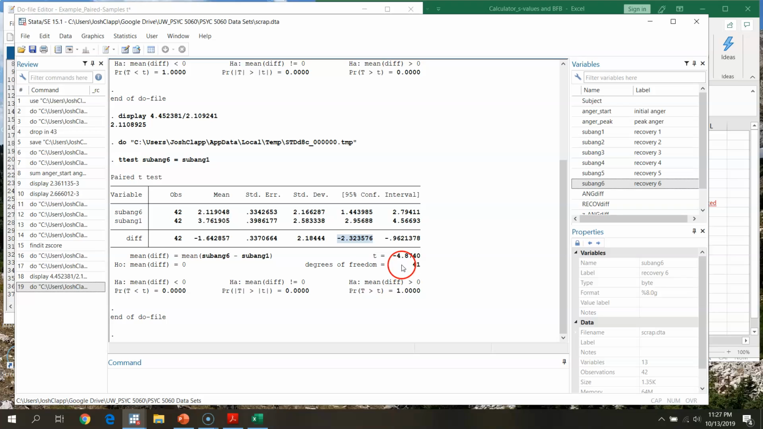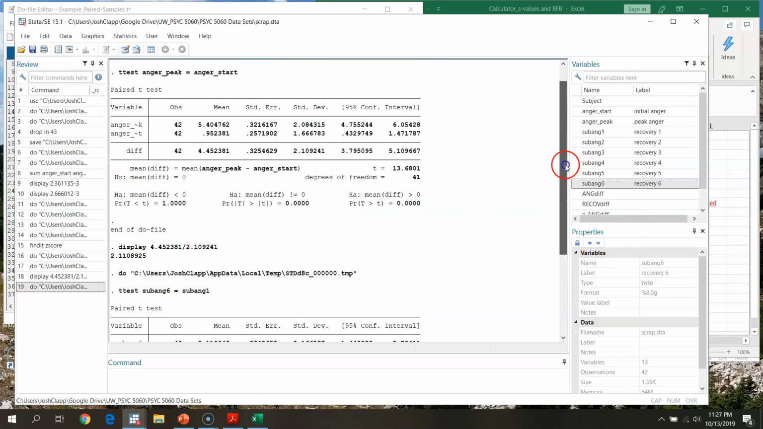Okay. Now, if we take a look at our test statistic, we've got a t of 4.87. That's pretty big. Degrees of freedom here. And again, if we look at the p-value that we get off of our paired sample test, it's still less than 0.0001. So we're still seeing evidence for reductions in subjective anger following positive emotional imagery, but not quite as much as what we did in the initial anger induction.